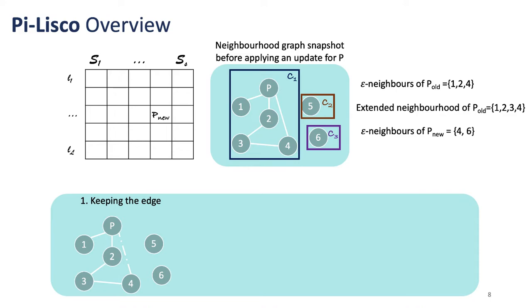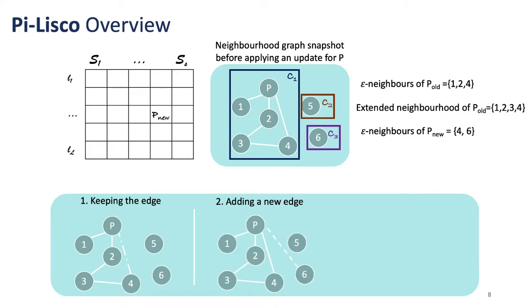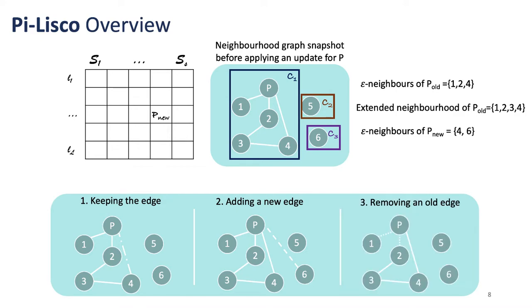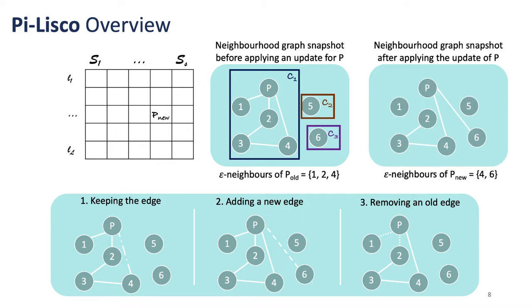The second case is to add new edges, which show the epsilon neighbors of the updated point that were not neighbors before. In this example, it is the edge between point P and 6. And the third and last case is to remove old edges, which show the epsilon neighbors of P that are no longer neighbors. Examples of such edges are the ones between points P and 1 and between points P and 2. After applying these three cases, the graph is updated and new connected components are formed.